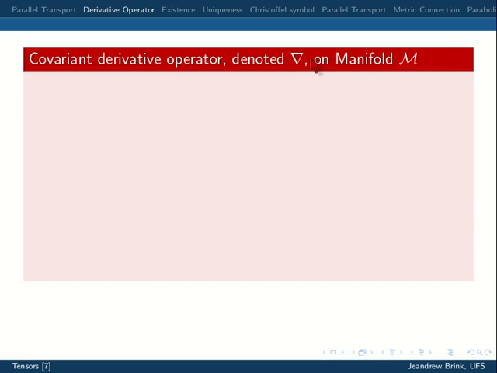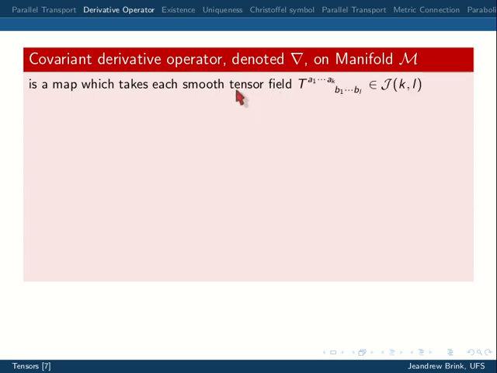Okay, so the covariant derivative operator, and we often denote it like this, a nabla, on manifold M is an entity, a map that takes a smooth tensor field. So now we're going to define a derivative operator not only for functions but for any tensor field. It takes the smooth tensor field, and let's represent our smooth tensor field as a KL tensor, in other words, K up indexes and L lower indexes. It takes a smooth tensor field to a smooth tensor field.